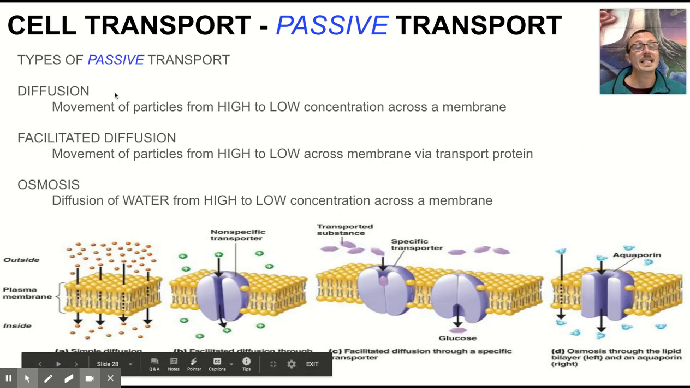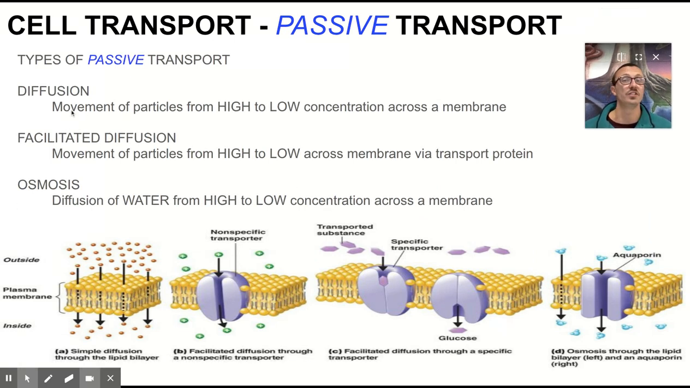Now, there are three types of passive transport that we are going to talk about. The first one is diffusion. Now, diffusion is the movement of particles. These particles could be molecules, compounds, or ions, and they're going from high to low. So they would diffuse through the membrane, right?